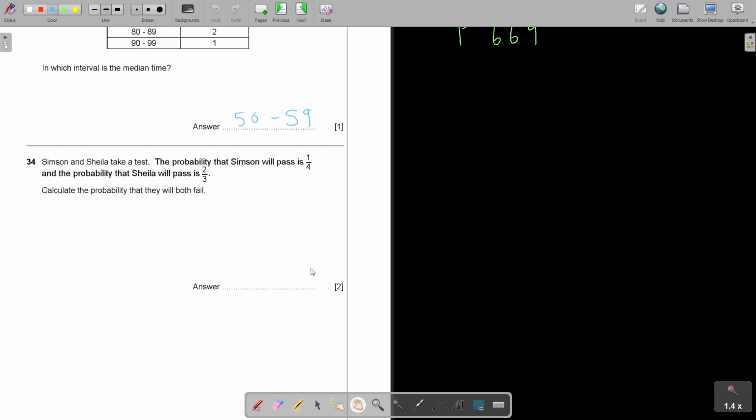Simpson and Sheila take a test. The probability that Simpson will pass is 1/4, and the probability that Sheila will pass is 2/3. Calculate the probability that they will both fail. But let's first find it in the textbook. This is also Part 2, and it's probability.